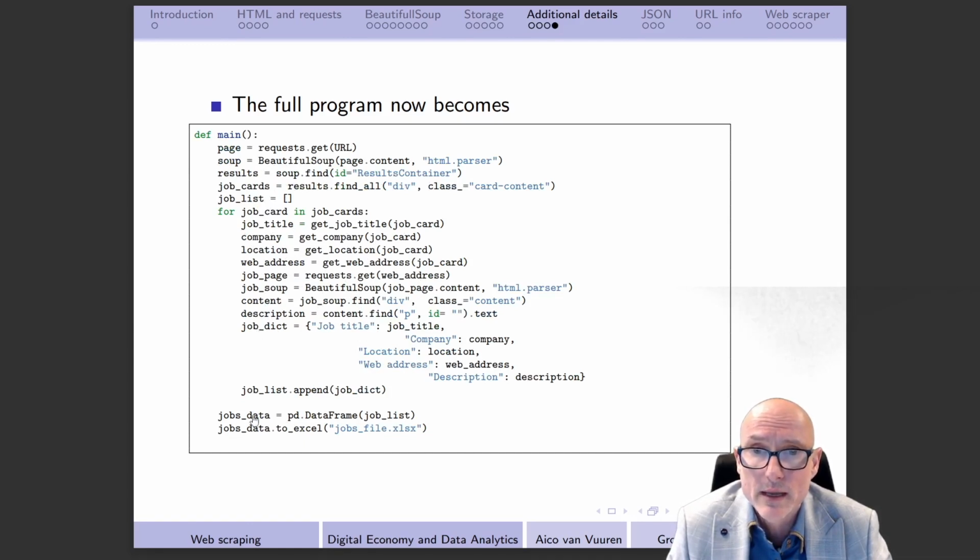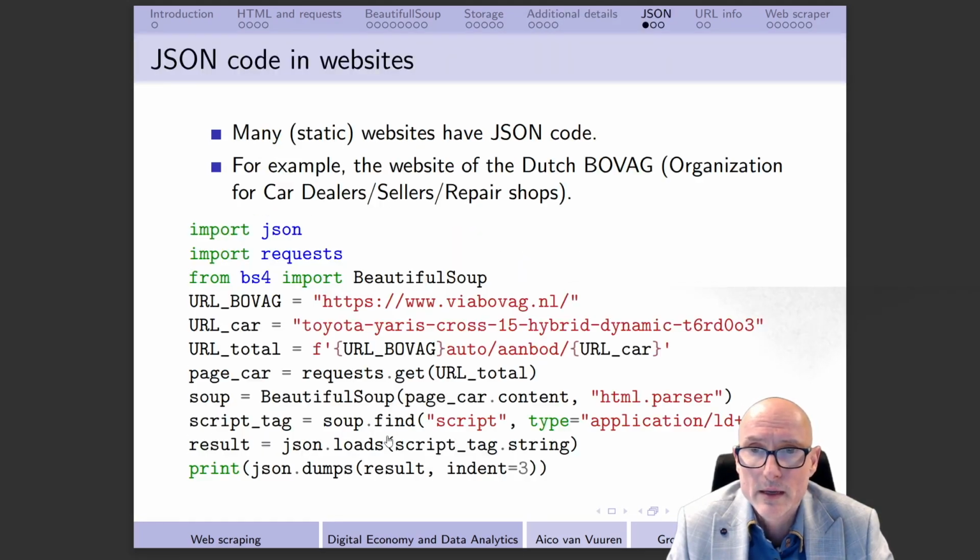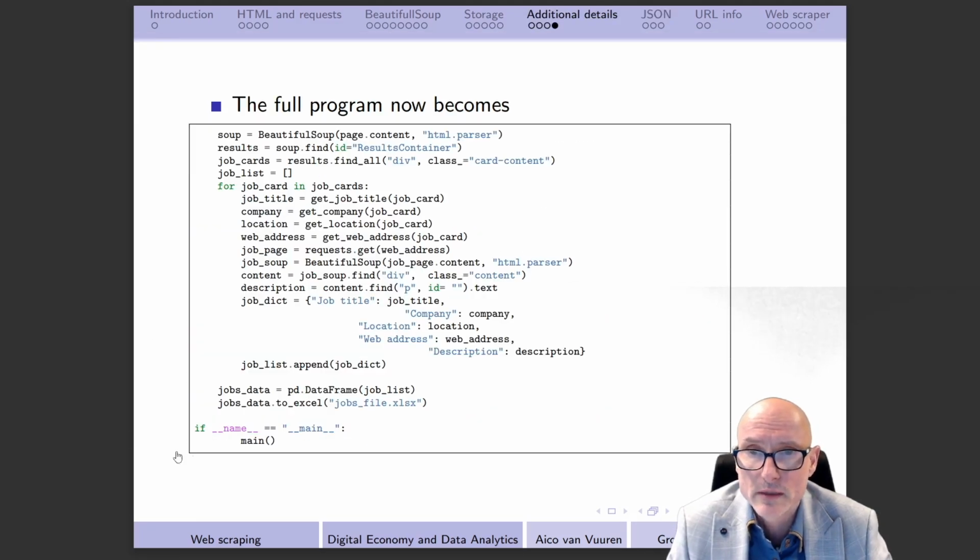We then in the end are going to transfer the job list into a data frame, and we are going to write that data frame to an Excel sheet, which is in this file that we have over here. And then in the end what we need, of course, is this line of code as well.